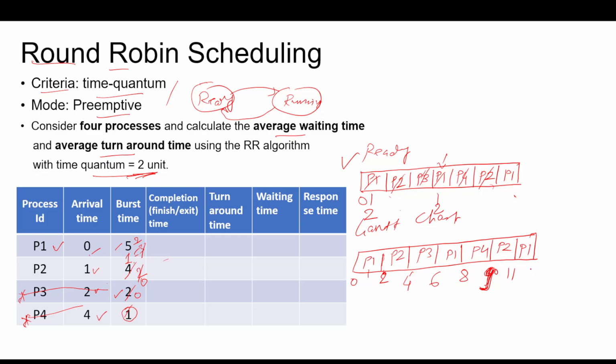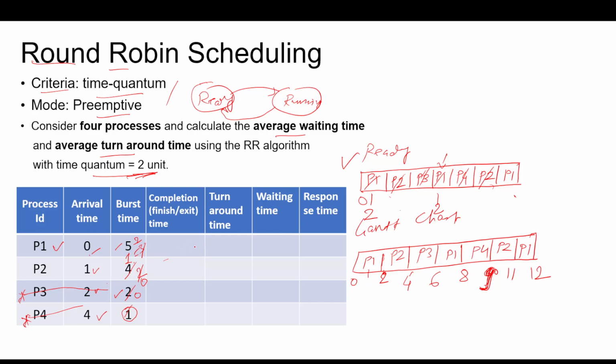That is why process P1 will be executed for only 1 unit. There is no need to execute for 2 units because only 1 unit is left. And likewise, we have to calculate the round robin algorithm.